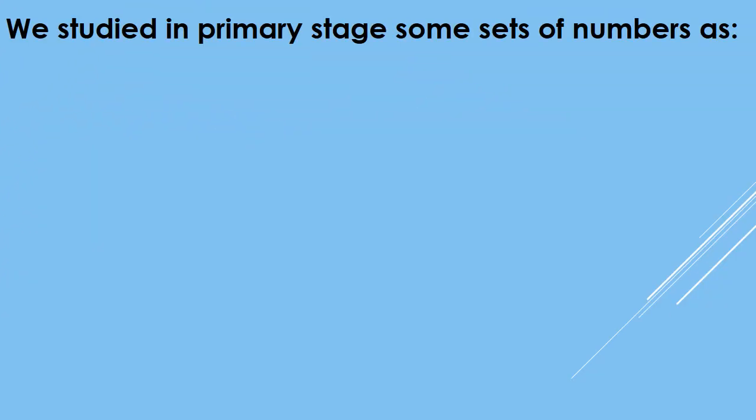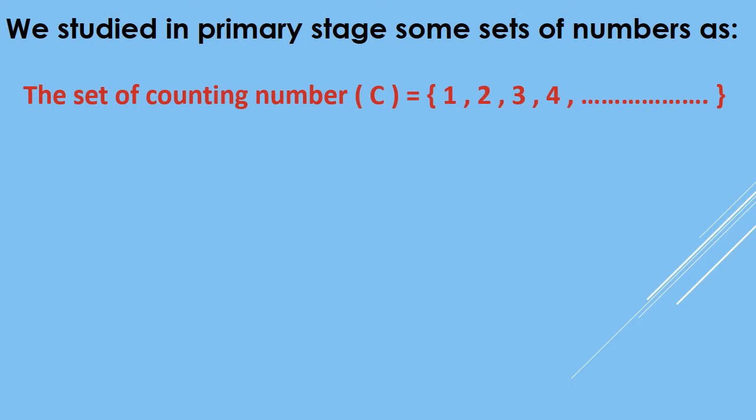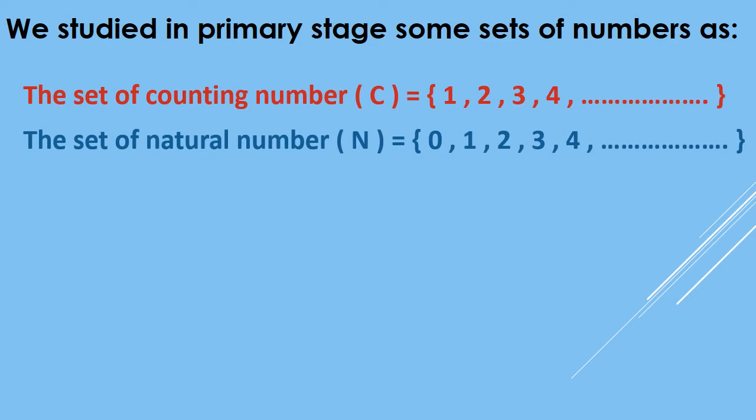We studied in the primary stage some sets of numbers. Number 1, the set of counting numbers C. It will be 1, 2, 3, 4, and so on. Then we have the set of natural numbers N. It will be C union 0. When we add 0 to the set of counting numbers, we will obtain a new set and it is called natural numbers. It will be 0, 1, 2, 3, and so on.